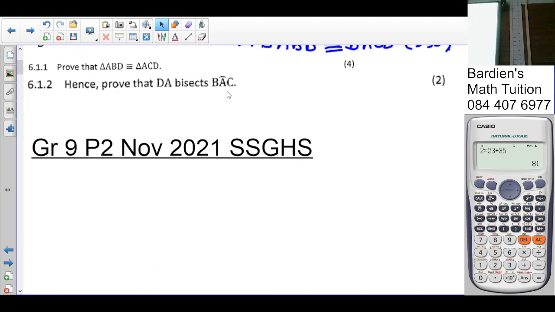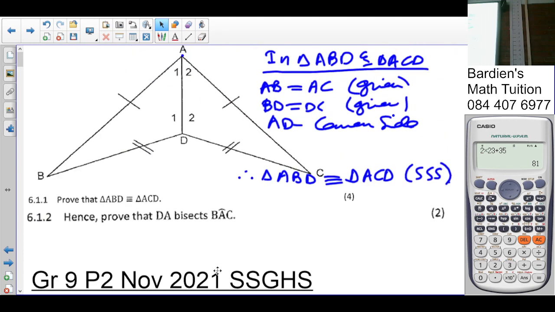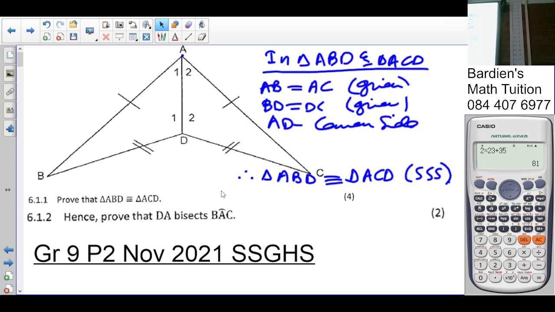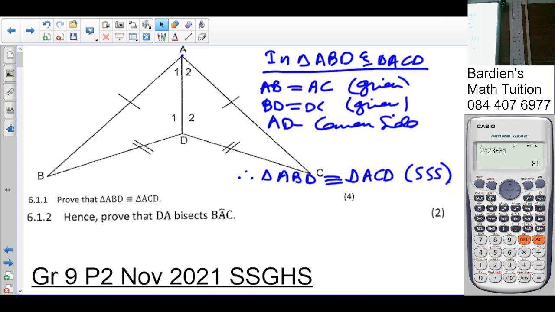In 6.1.2 it says hence. What does hence mean? I must use the previous question. Hence means I must use the previous calculation, previous answer. You see, when I tell you, you just use me to charge your phone. Otherwise you go to the toilet. You take note. You make us proud, like you always do.